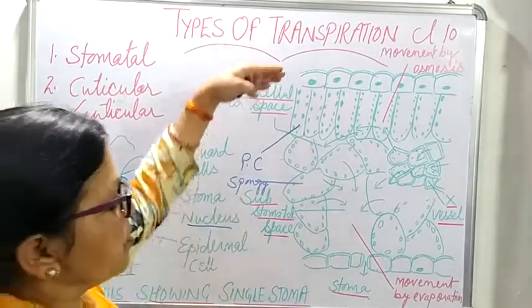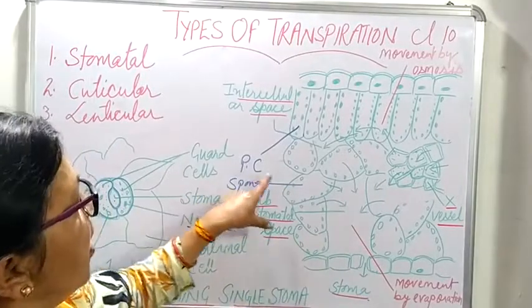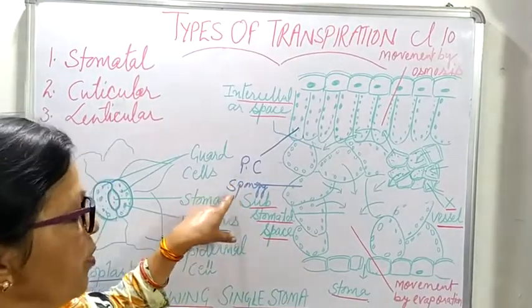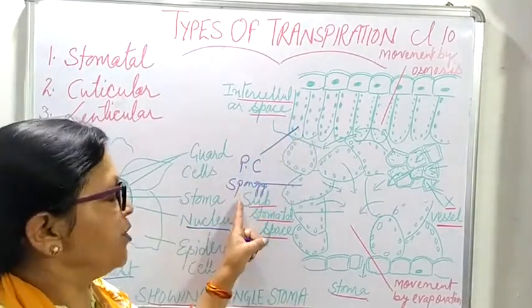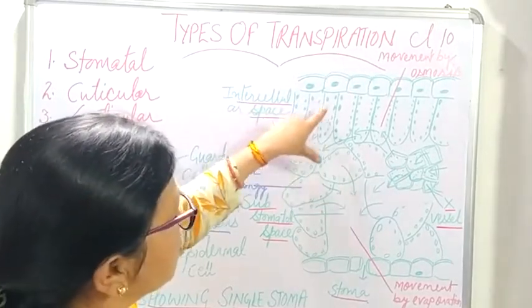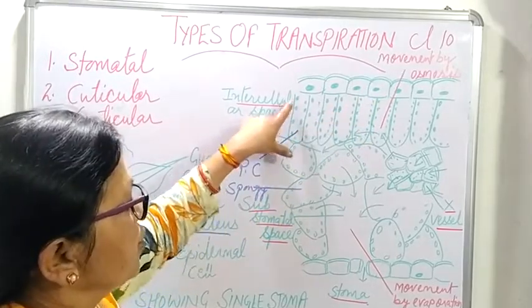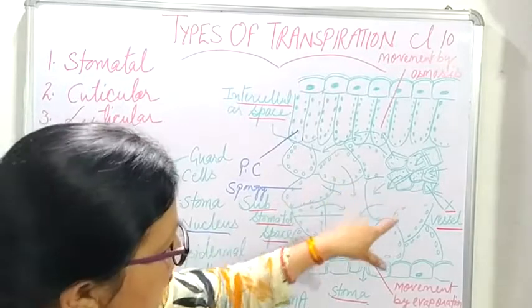Mesophyll, because they are present in between the upper and lower epidermis, are known as the mesophyll layer of cells, mesophyll tissue or mesophyll cells. These mesophyll cells are made up of palisade cells and spongy cells. Now in palisade cells, you can see these round structures which have been drawn; these are chloroplasts. So they have a number of chloroplasts, and even spongy cells have chloroplasts.